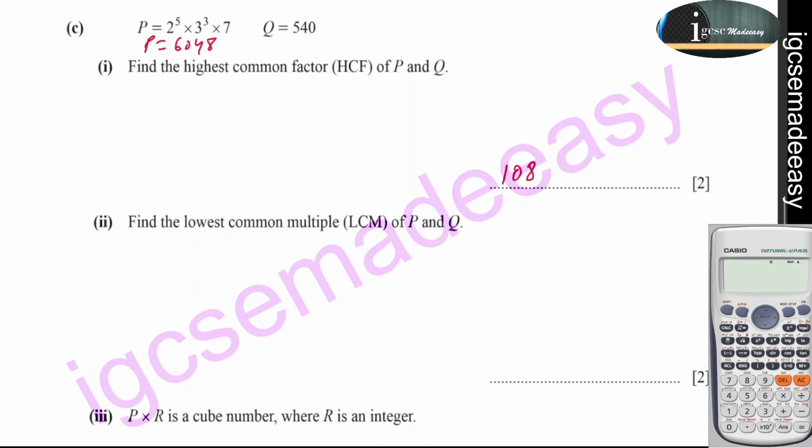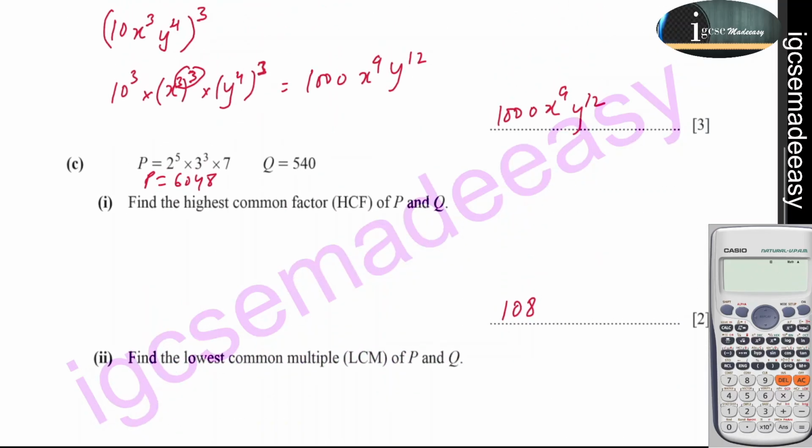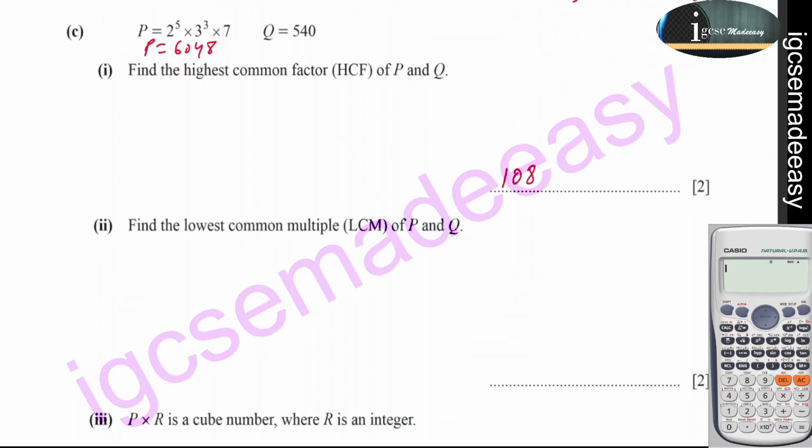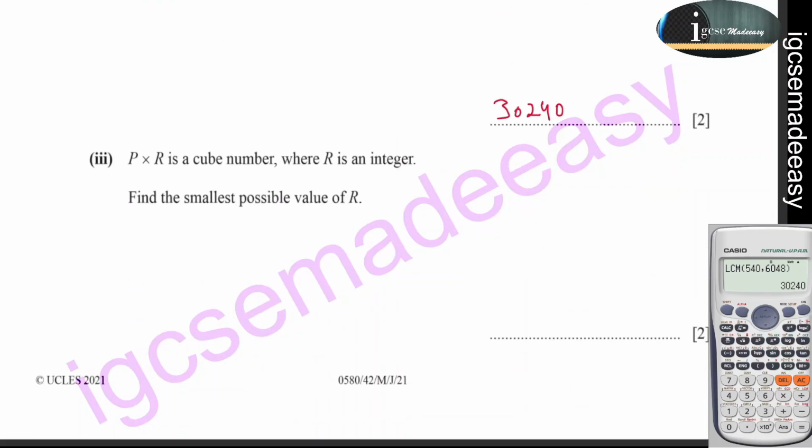Part 2 says find the lowest common multiple, LCM, of P and Q. Same, we can use a calculator to find the LCM also. You have to press alpha, and then you can see the division sign, right? Over there LCM is written, so press that LCM, and you can write these two numbers, that is 540, that is Q, and comma, and write the next number 6048, put the bracket. You'll get the answer of LCM, 30240. So the answer is 30240.